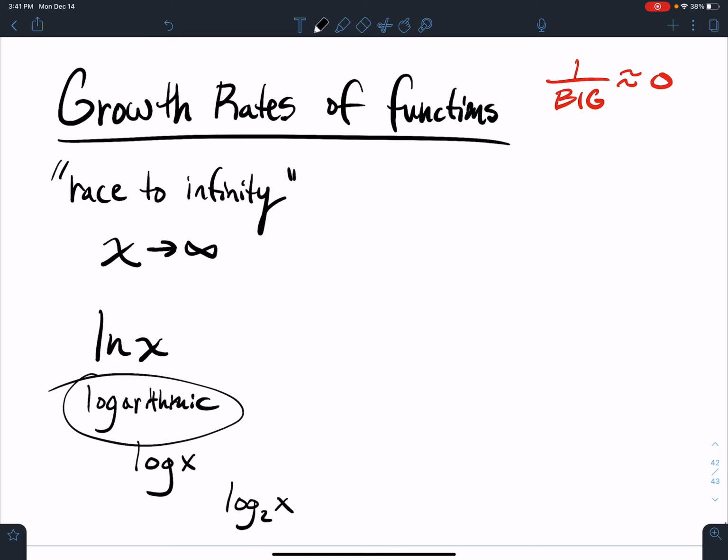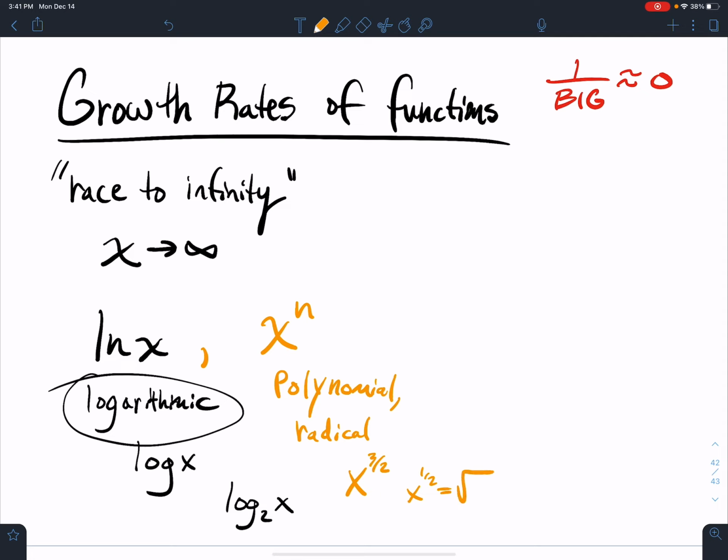The next in the list is polynomial. So x to the n is polynomial. Not poly, polo. Polynomial. Could be radical. You could have like x to the 3/2, something like that. x to the 1/2. Remember, that's the same as the square root of x. Polynomials, rational or integer exponents there.